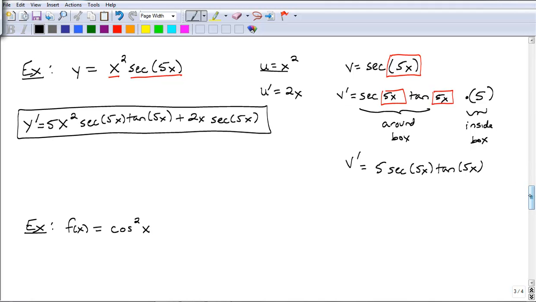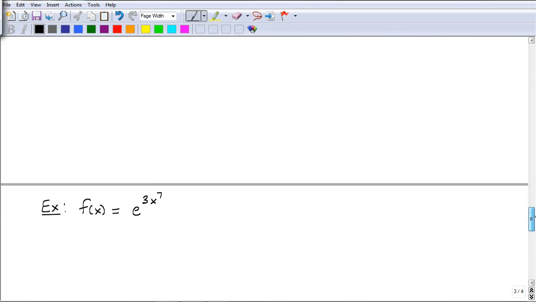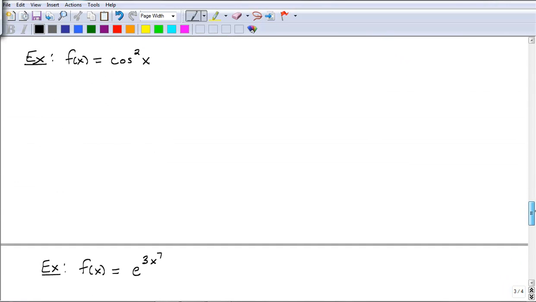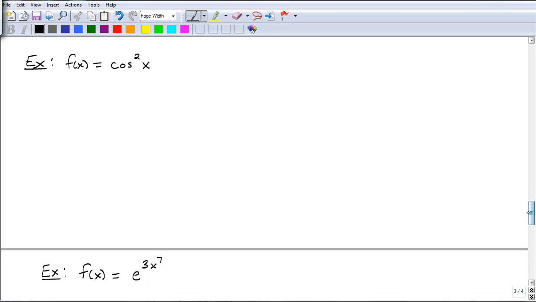So let me look at a couple more of these. There are three left, but this one here is notorious, the cosine squared of x. It's hard to see any parentheses here until you go and rewrite it as what it really is. The cosine squared of x is really the cosine of x all being squared. So if I rewrite it this way, and that's the trick with these trig functions, that's really what it means, then it's easy to see where the box goes.